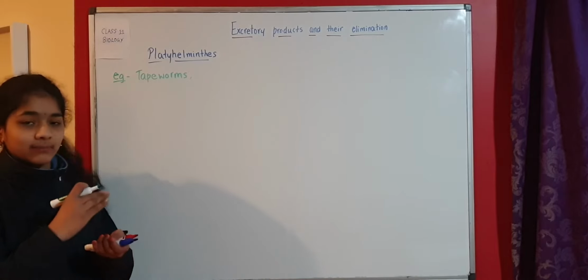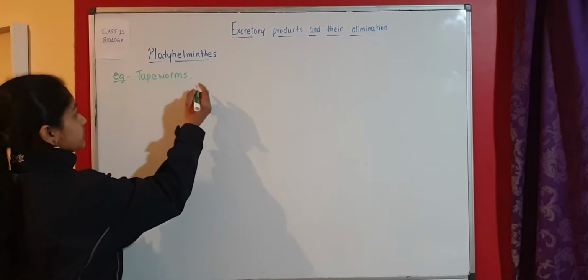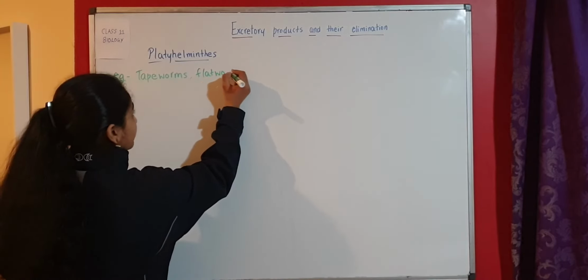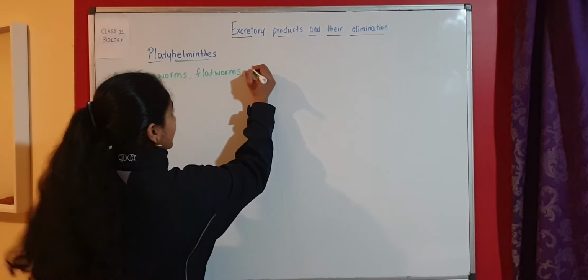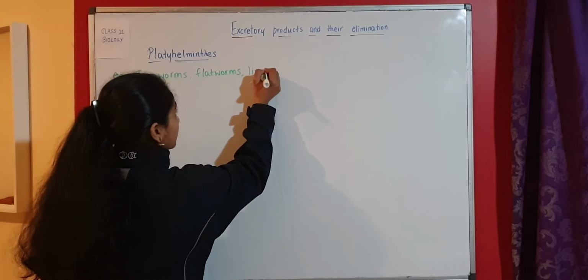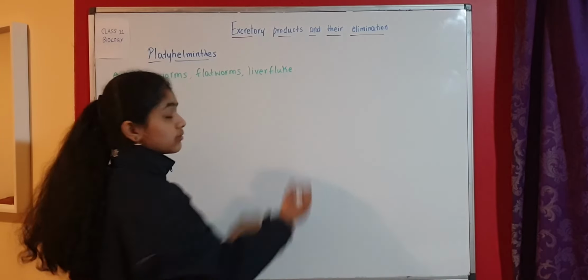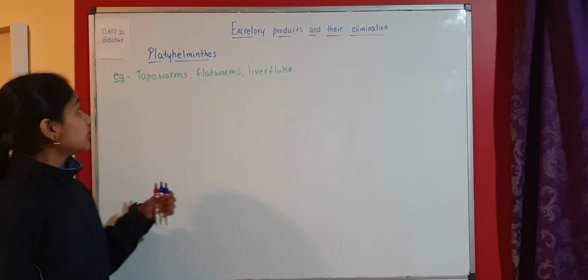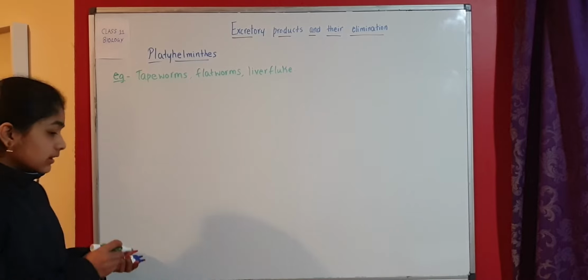They look like tape, flat. They are very flat. So these tapeworms or flatworms, also some flukes like liver fluke, etc. Species like Taenia solium, Fasciola, etc. So these Platyhelminthes include tapeworms, flatworms and some flukes like liver fluke.